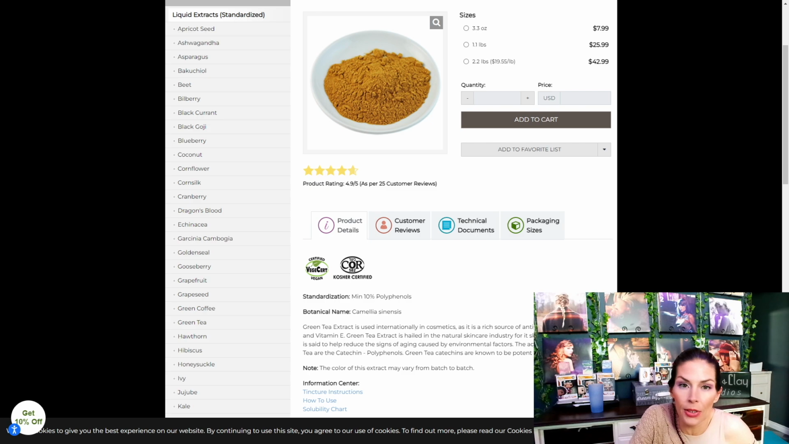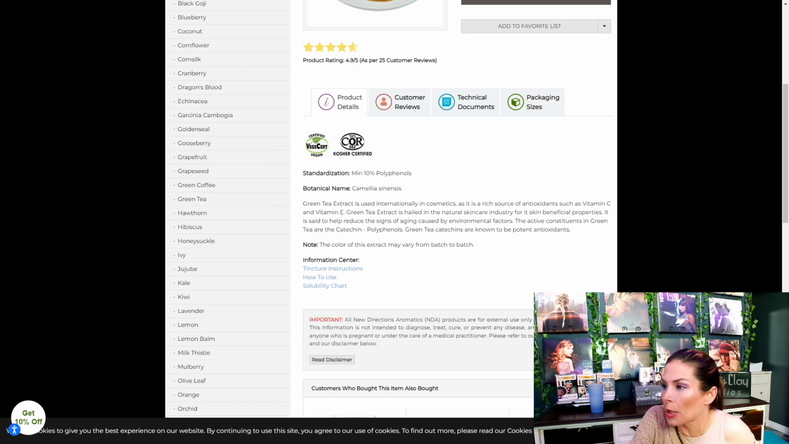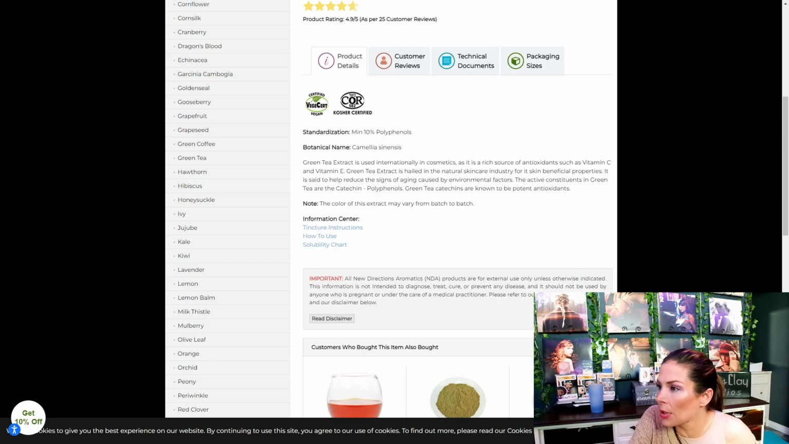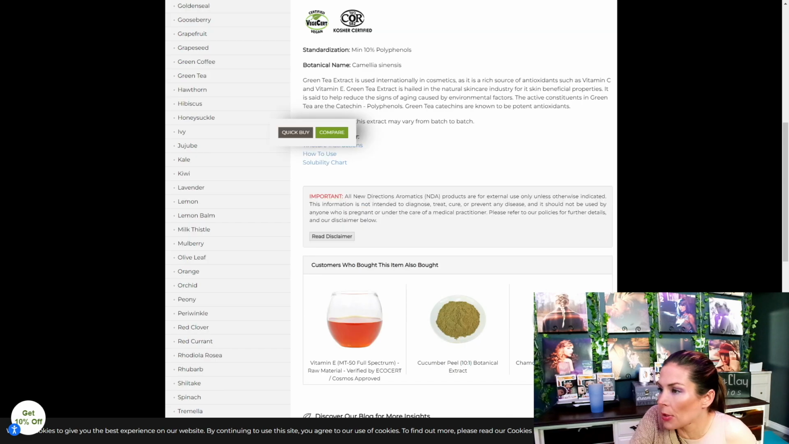So that means it's a 10% concentration of the polyphenols, of the good stuff in the green tea that is going to provide the benefits that you were looking for. Now, with the information here, it says that green tea extract is used internationally in cosmetics as a rich source of antioxidants. So that's the polyphenols right there. And then you've got your vitamin C, vitamin E. It sounds like a song. And, okay, cool. Reduce the signs of aging, environmental factors, all the things. Okay, awesome. The color may vary from batch to batch. Okay, awesome. We have tincture instructions, how to use, as well as a solubility chart.